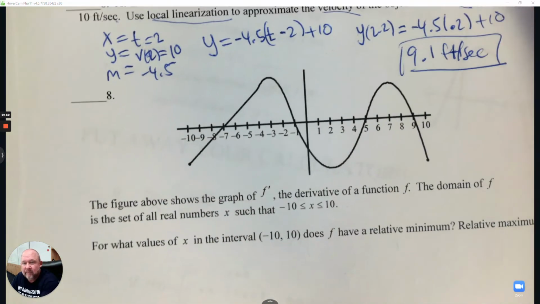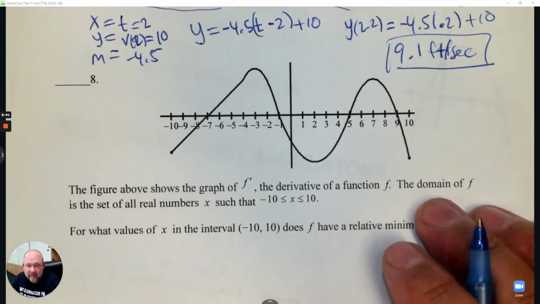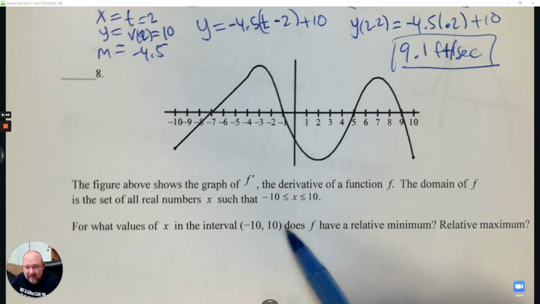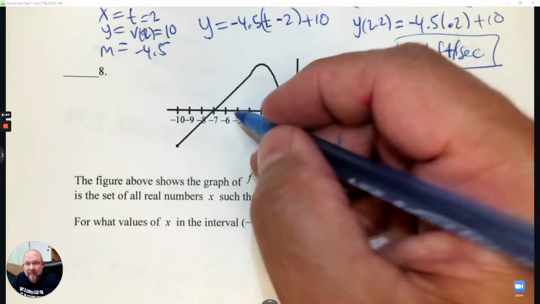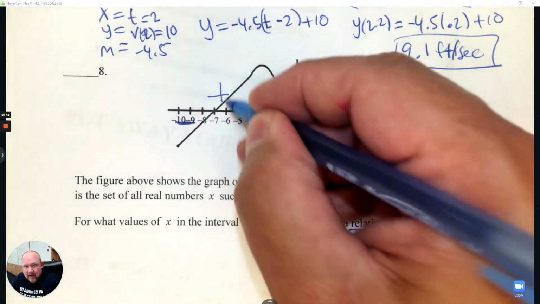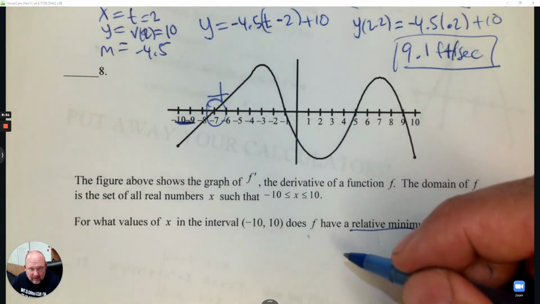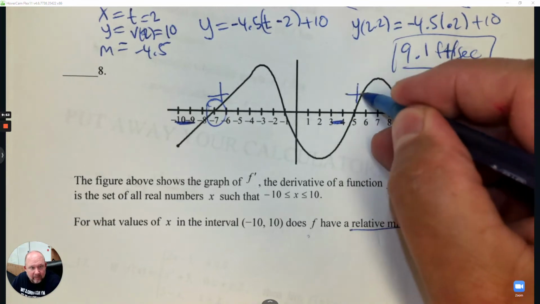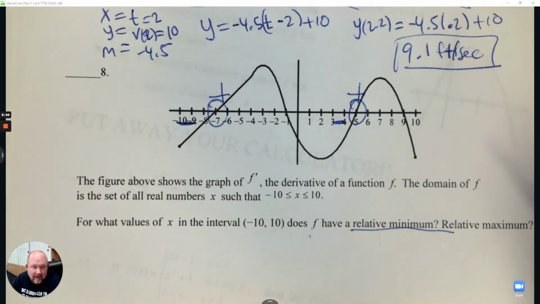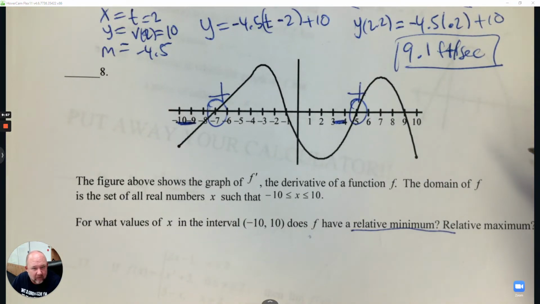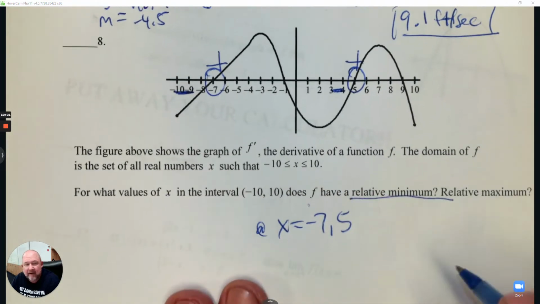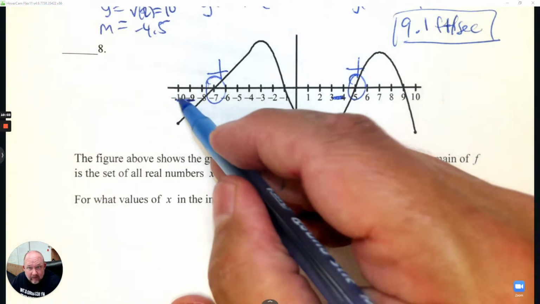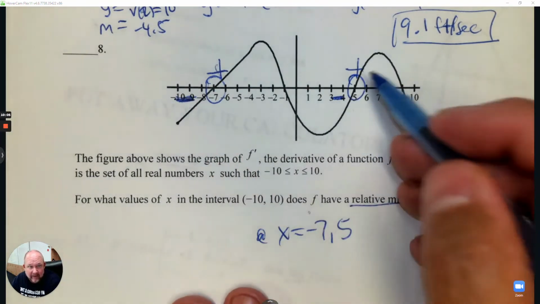All right, the figure above shows the graph of the derivative from -10 to 10. At what values is there a relative minimum? So there's a relative minimum when it goes from a negative to a positive. So -7 is a minimum. A negative to a positive is a minimum. That's 5. And those are the only two spots. So at x equals -7 and at 5 we have minimums because the derivative goes from a negative to a positive at those numbers.